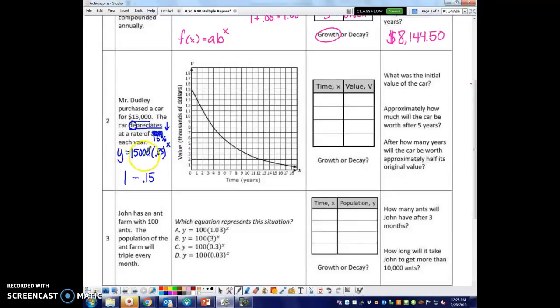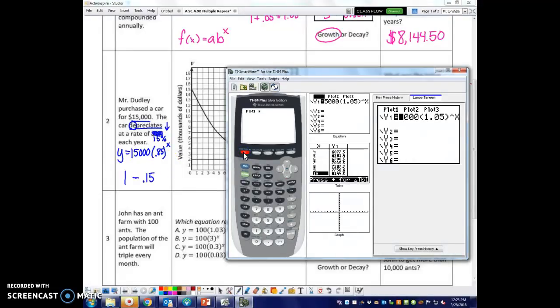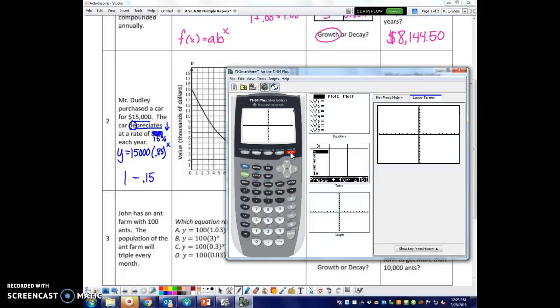If you were to type this in your calculator, which we're going to, you'll see that the graph matches. So y equals 15000 times 0.85 to the power of x. If you graph it, it's going to use this box only. Oh, it's 15,000. It's going by the thousands. It's way up there. All right, let's go to our table.